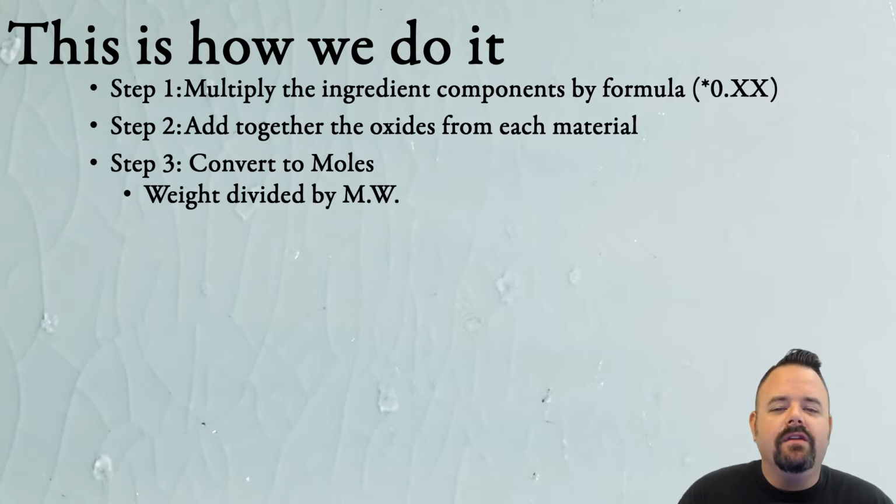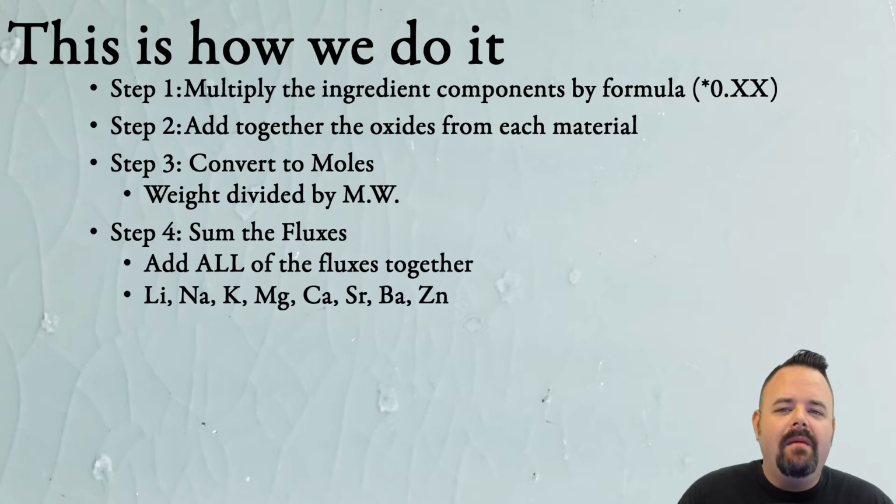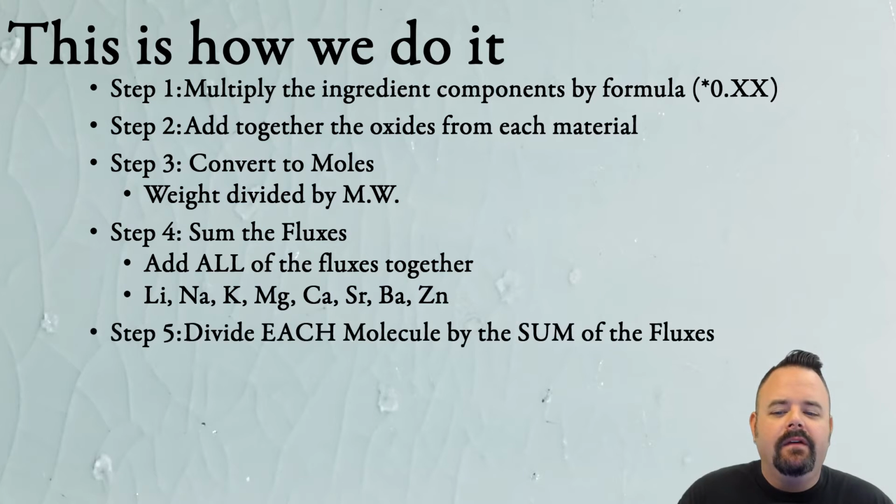Step 3, convert to moles, which is weight divided by molecular weight. Step 4, sum the fluxes. Add all of the fluxes together, and that includes lithium, sodium, potassium, magnesium, calcium, strontium, barium, and zinc. Finally, divide each molecule by the sum of the fluxes, and that gives you the UMF.